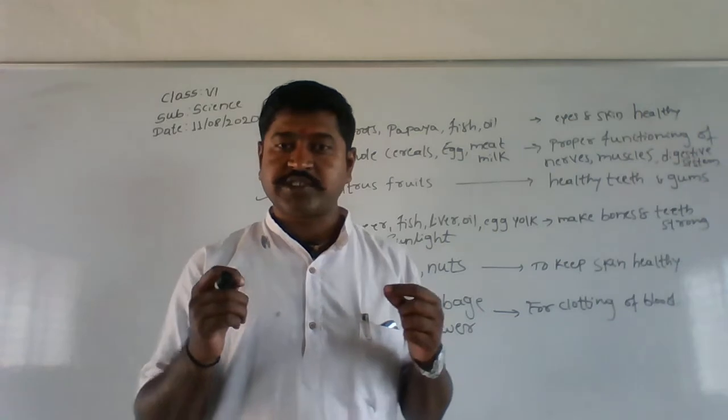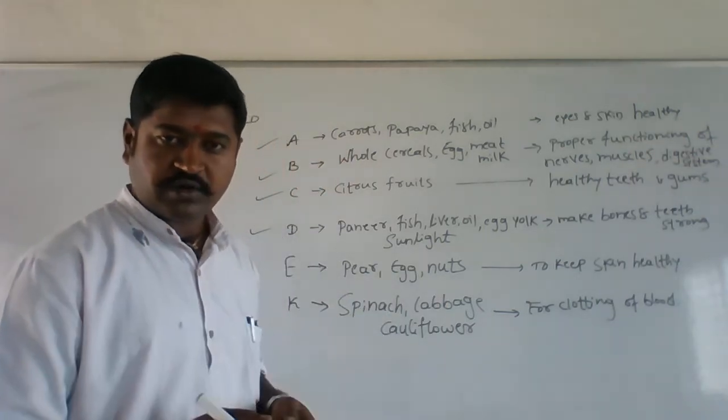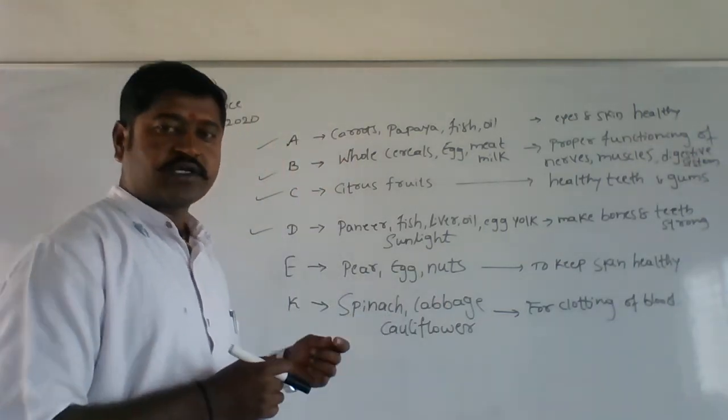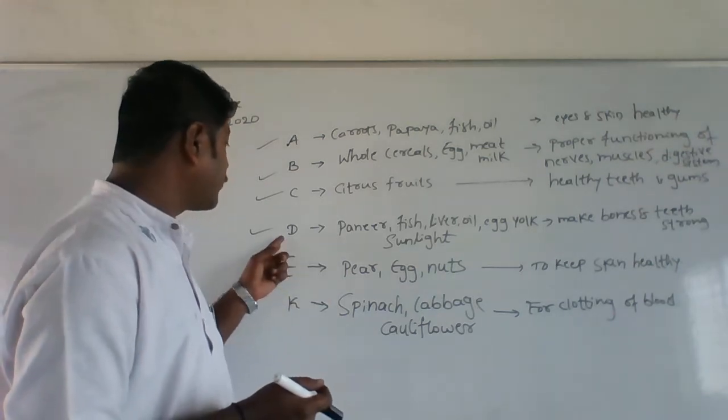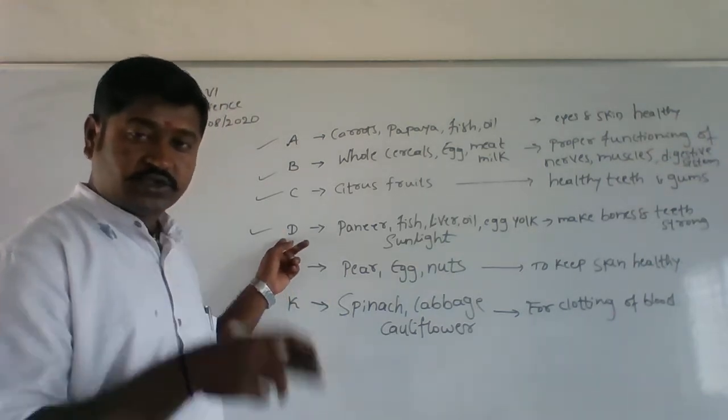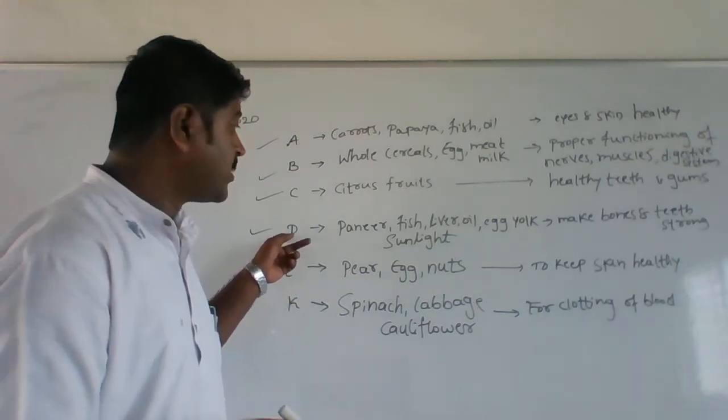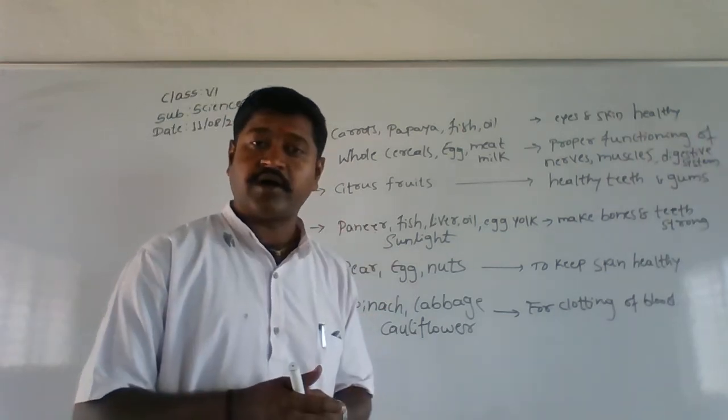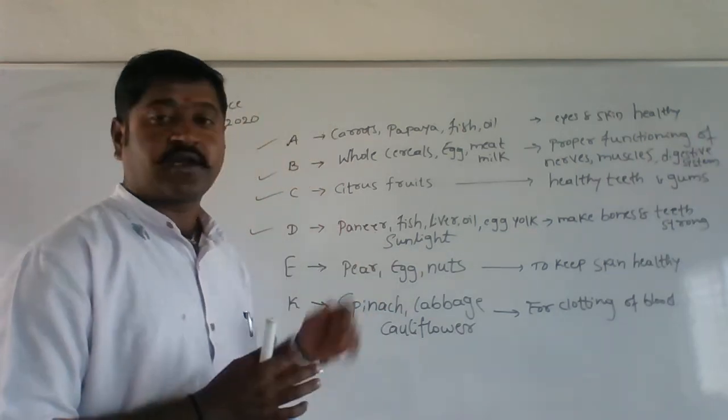If our bones have to be strong, if our teeth have to be strong, then what do we have to do? We have to consume the food items which have vitamin D in them. So which are those food items? It is paneer, fish, liver oil, egg yolk and sunlight.